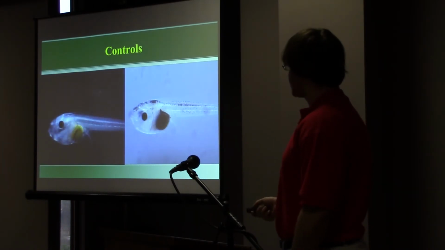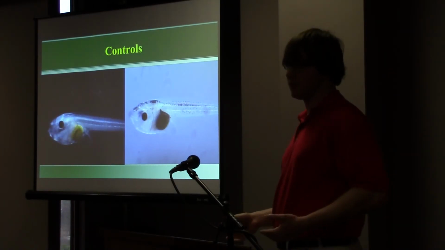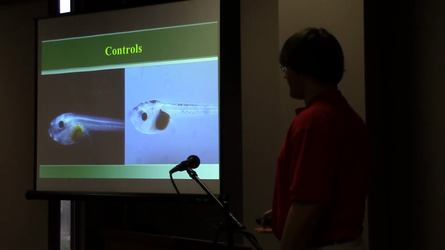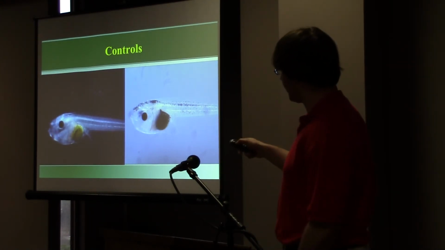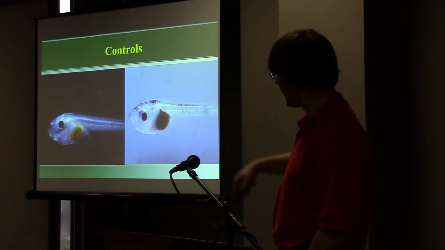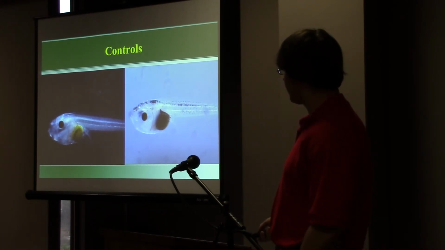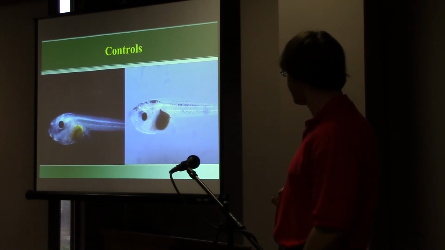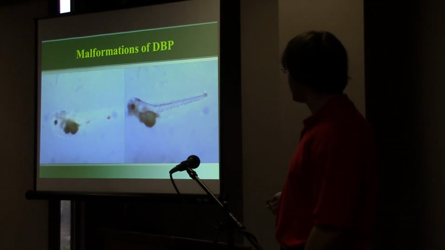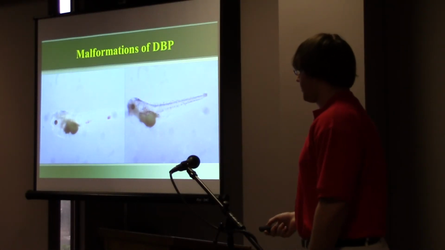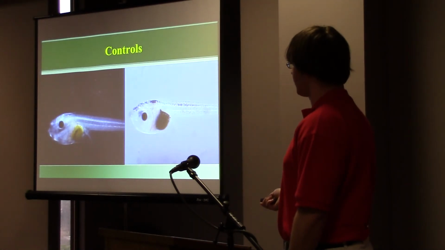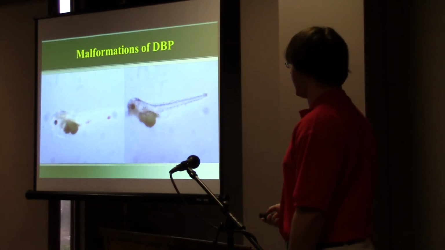So here are some pictures of controls. This is what a standard tadpole for Xenopus laevis would look like at Friday at 96 hours. You can see the gut coil, the gut, that yellowish part at the back of the tadpole, that would be the gut. And you see the head and tail and everything else. Well, here are some that were malformed at a higher concentration of this chemical. Those that I just showed you a minute ago were the controls. This is at a high concentration of this dibutyl phthalate.